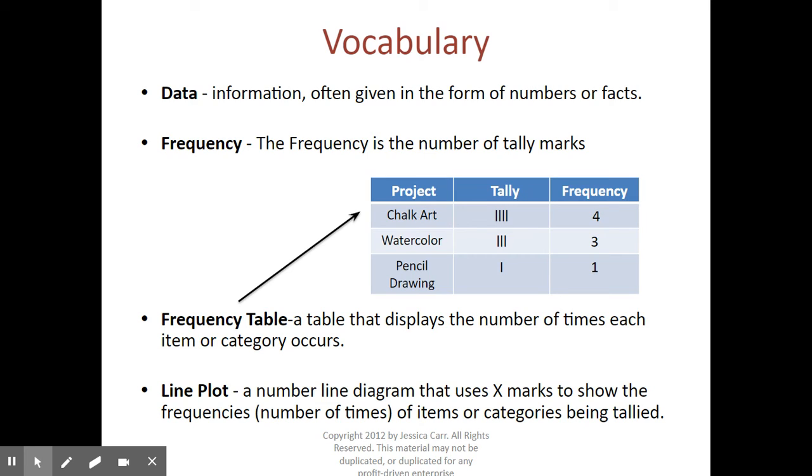Data is information that's often given in the form of numbers or facts. Again, frequency is the number of tally marks. A frequency table displays your tally marks and your frequency, telling you how many times each occurs. And the line plot is a number line that uses X marks to show the frequencies of numbers.